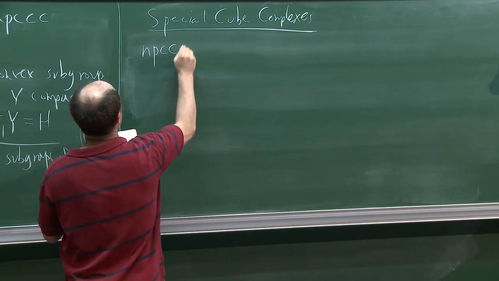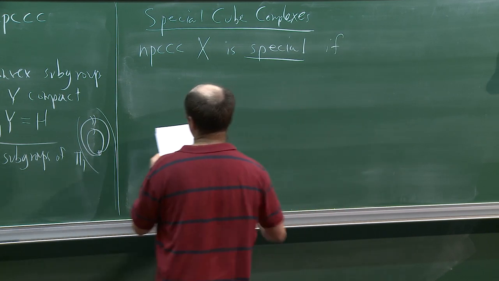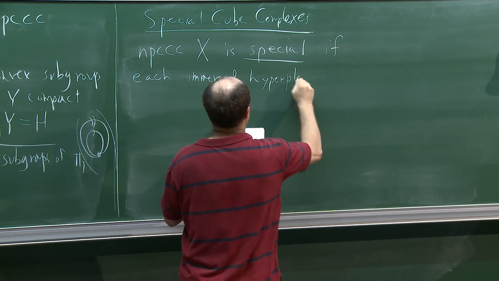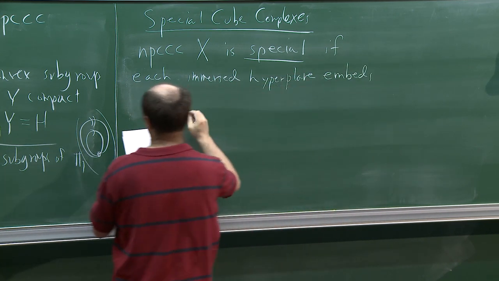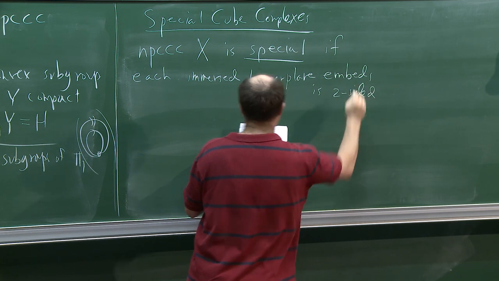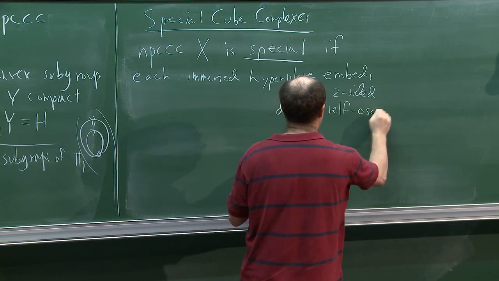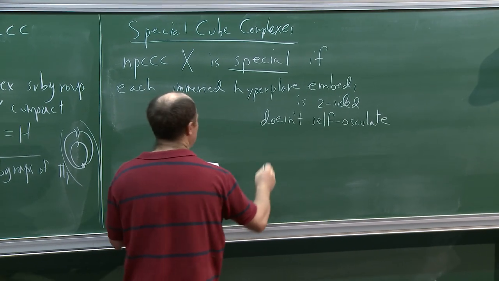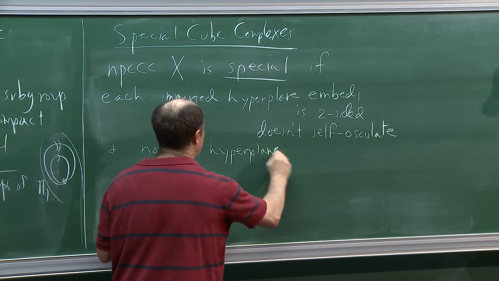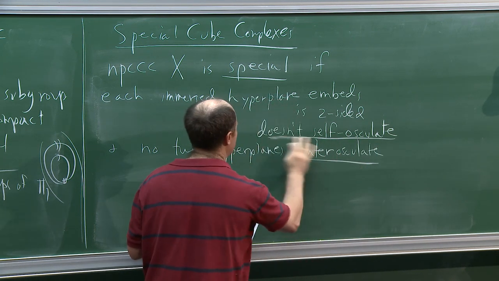So here goes: a non-positively curved cube complex X is special if each immersed hyperplane embeds and is two-sided, doesn't self-osculate, and no two hyperplanes inter-osculate. I have to tell you what that means, because these have to be clarified.